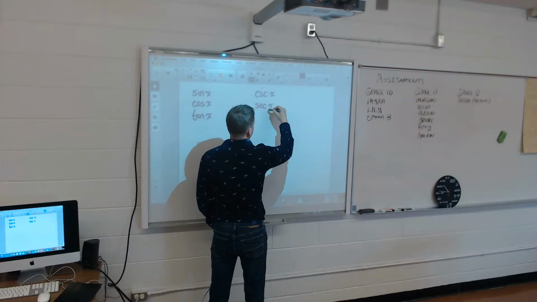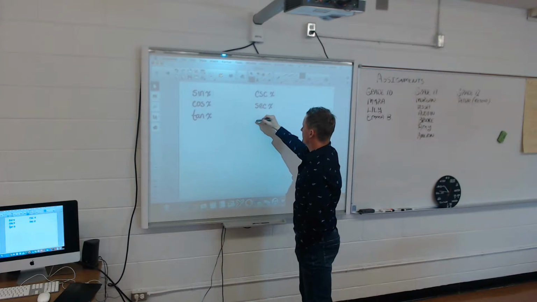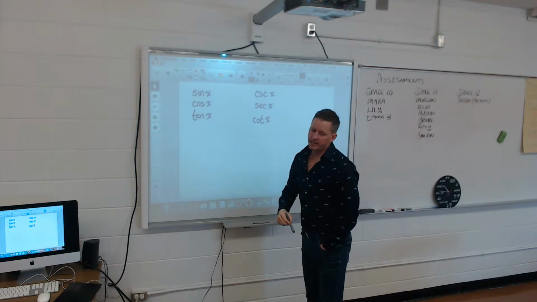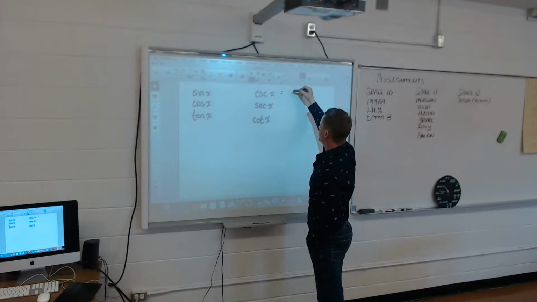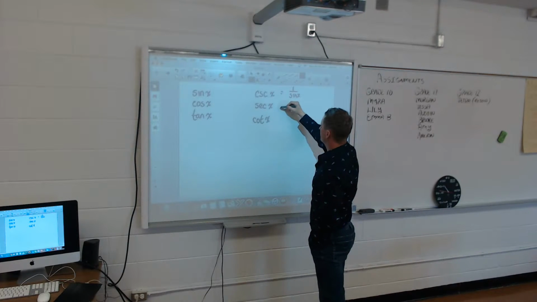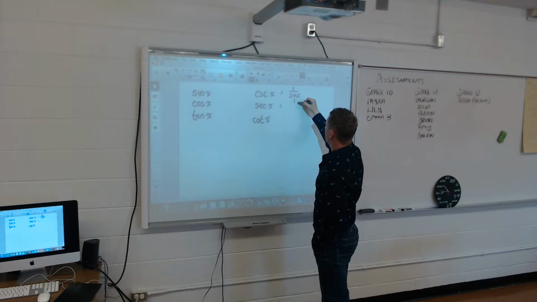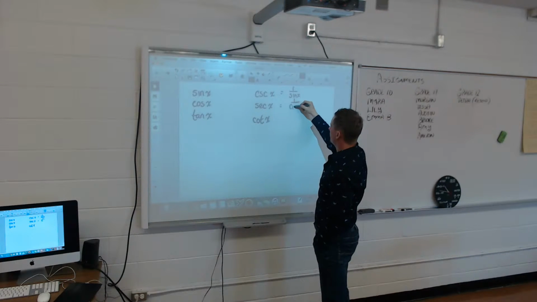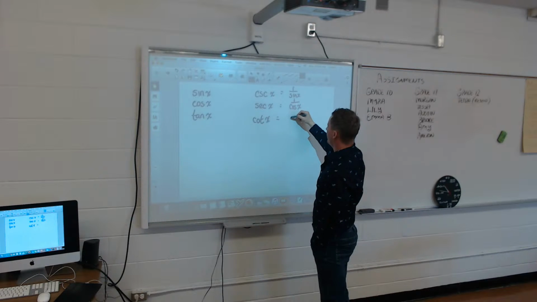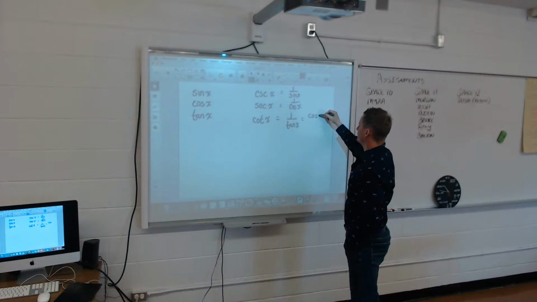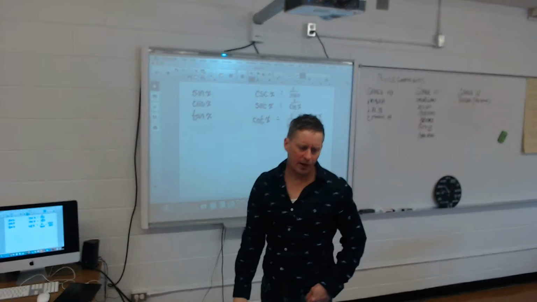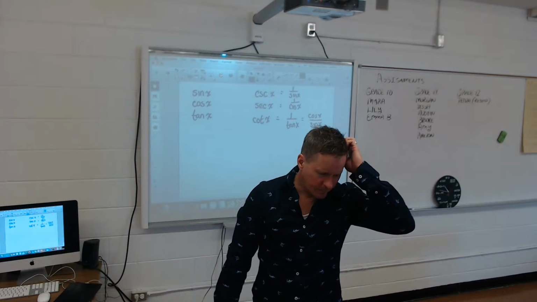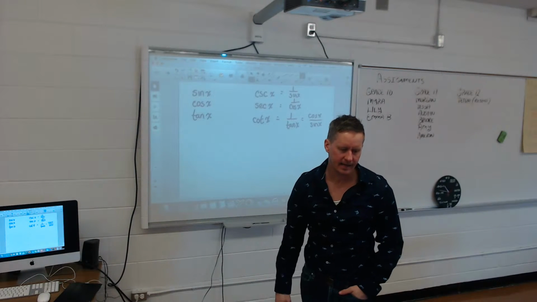And then secant x, cotan x, okay? In which cosecant x is 1 over sine x, secant x is 1 over cos x, and cotan x is 1 over tan x, or cos x over sine x, okay? Now, what we are going to look at is, it says reciprocal, quotient and Pythagorean identities.